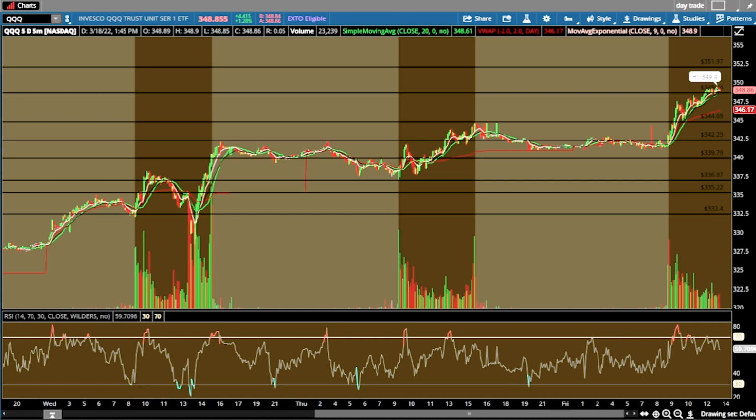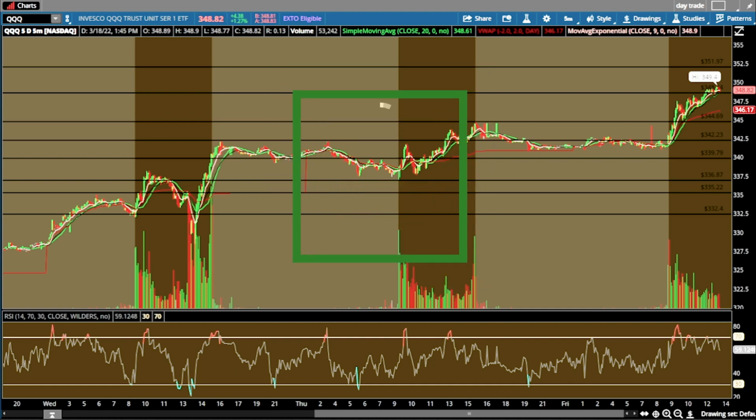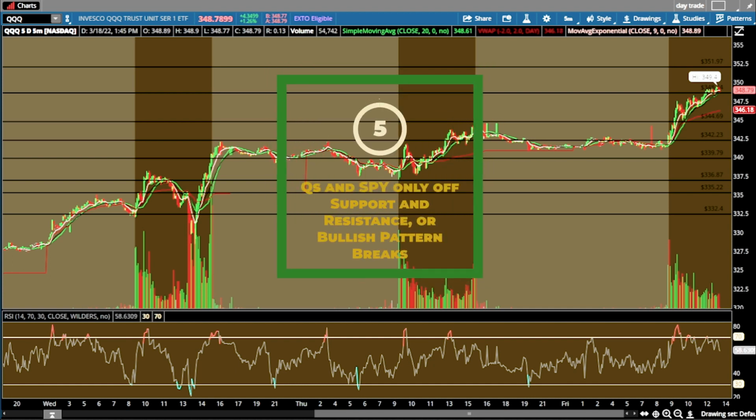That's a thing. People get bored and say, I'm gonna try this. They end up losing money, or they force a trade. I don't like to have more than 3 swing trades open at any given time. Just a preference. I only trade Qs and SPY off support and resistance and off bullish pattern breaks.